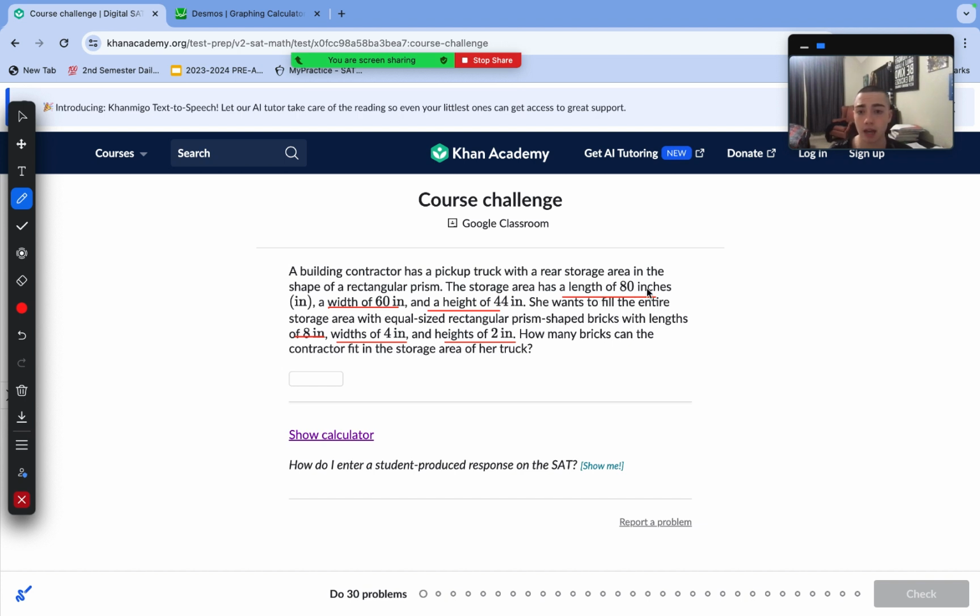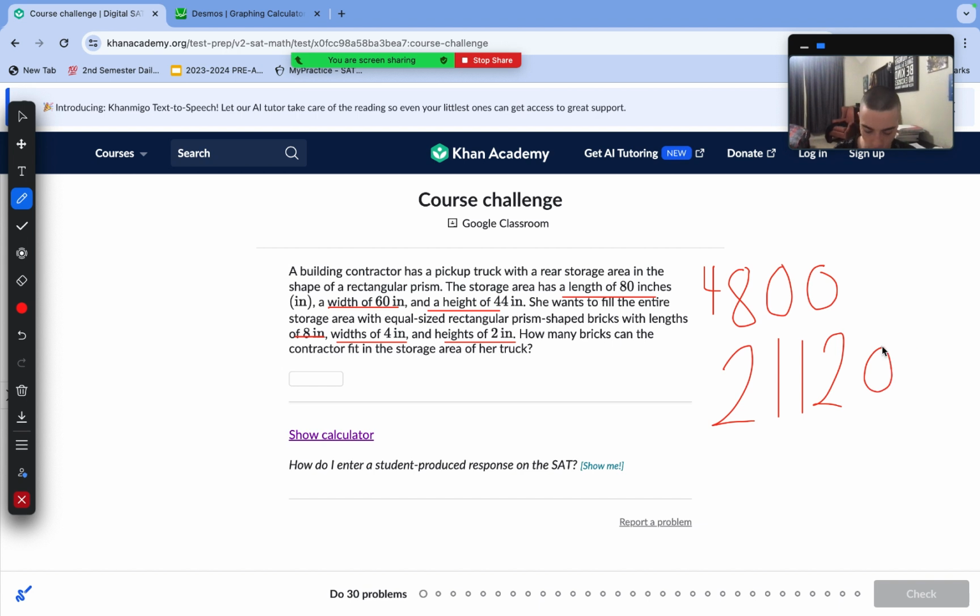So 80 times 60 is 4,800, and then we are going to do 4,800 times 44. That is 211,200, and now we are going to find the volume of the bricks and then divide this number by that. So 8 times 4 is 32, times 2 is 64. So now we're just going to divide 211,200 by 64 to find our answer, and that is equal to 3,300.